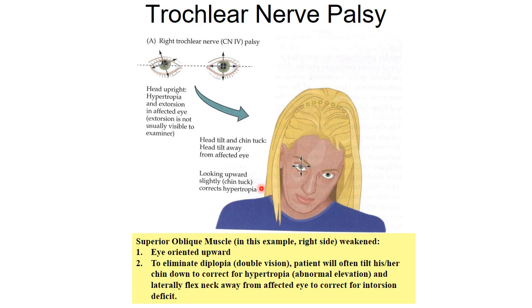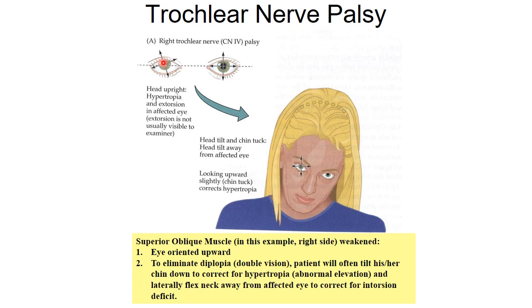So in this woman, the issue is on the right side. Okay, there's our right eye, there's our left eye. And now we have a problem. We have weakness of depression of the eyeball, which causes the eyeball to deviate up a little bit. So you see this pupil is higher than this pupil. Okay, that's called hypertropia, meaning the eyeball is abnormally elevated. Okay, so eyeball is elevated.